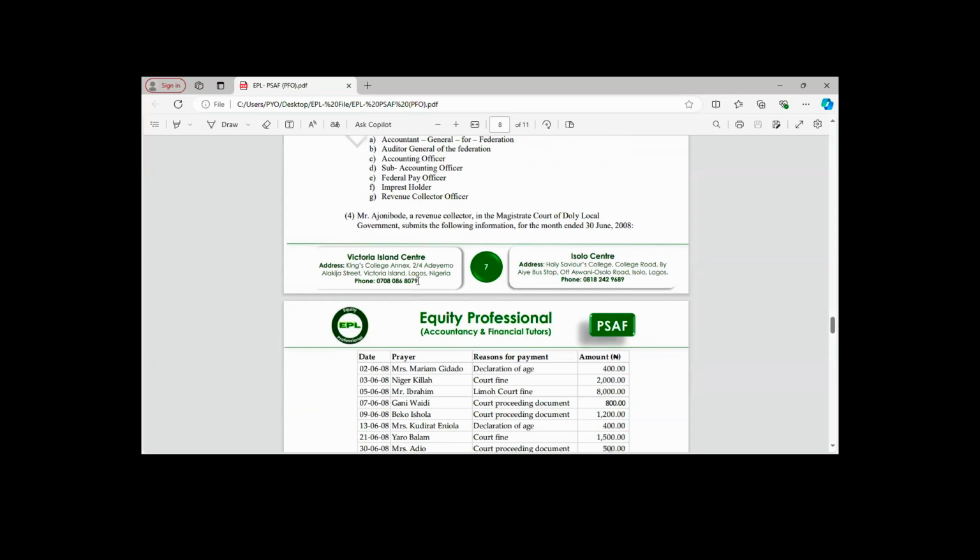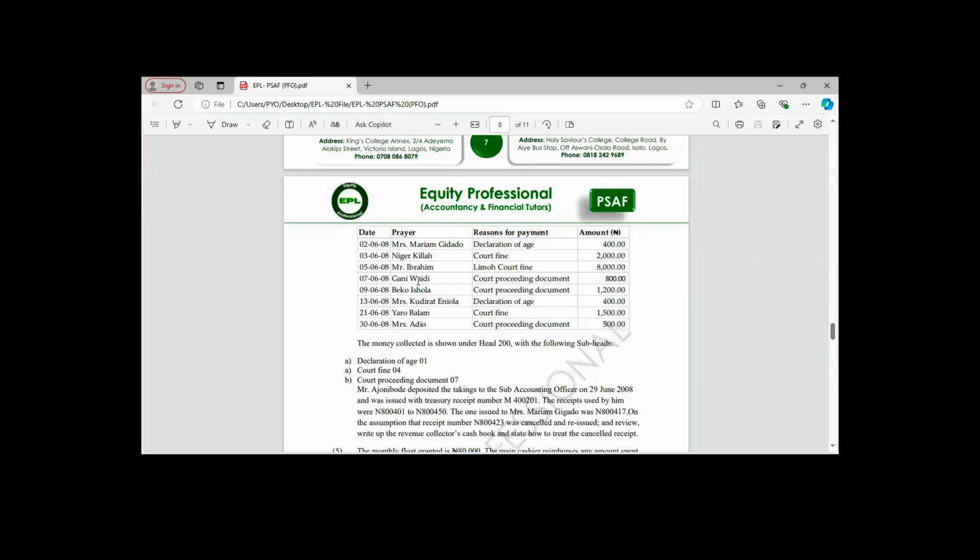Mr. John Ibode, a revenue collector in the Magistrate Court of Doli Local Government, submitted the following information for the month ended 30th June 2008. The money collected is showing under the head of 200 with the following subheads: declaration of age 01, court fines 04, court proceeding documents 07. Ajo Onibode deposited the takings to the sub-accounting officer on the 29th June 2008 and was issued with the treasury number M400201.